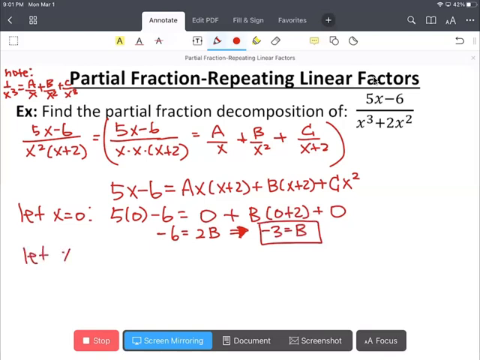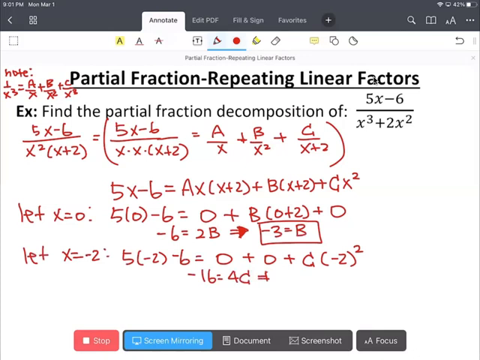Now I'm going to let x equal negative 2. Then we have 5 times negative 2 minus 6 equals, we eliminate a. We were able to eliminate b as well. And now we have c times, don't forget to put parentheses there, and then square. So we have negative 16 equals 4c. Once you divide both sides by 4, then we know that c equals negative 4.